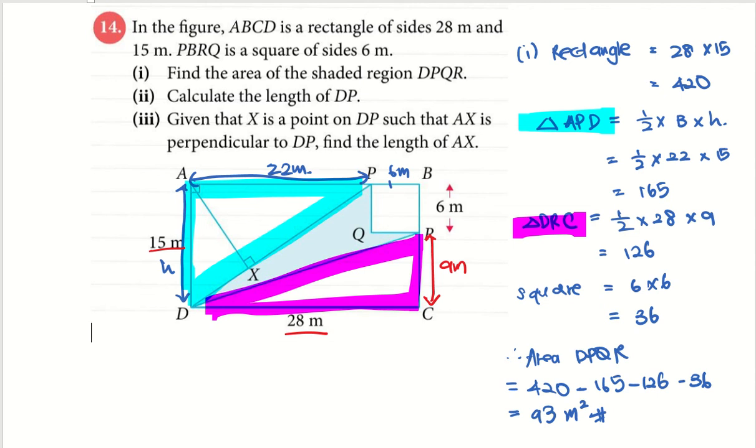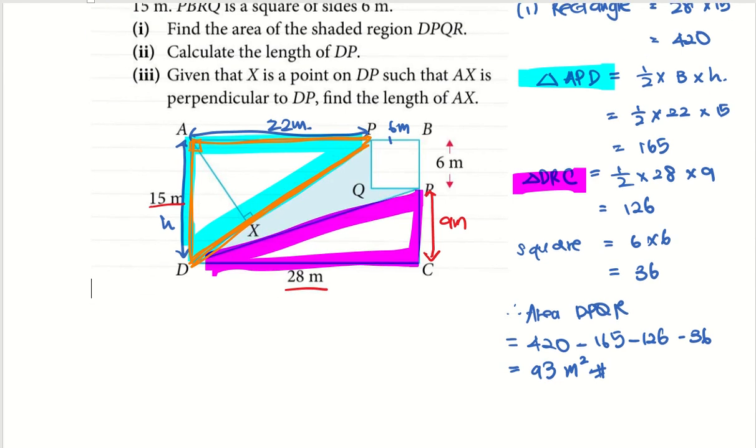Moving on, let's go on to part 2. Part 2 asks you to calculate the length of DP. So length of DP is actually over here. Since this is a rectangle, this will be a 90 degree angle. So we just have to take a look at your triangle DAP to apply your Pythagoras theorem, because you have the two other sides, which are 22 and 15.